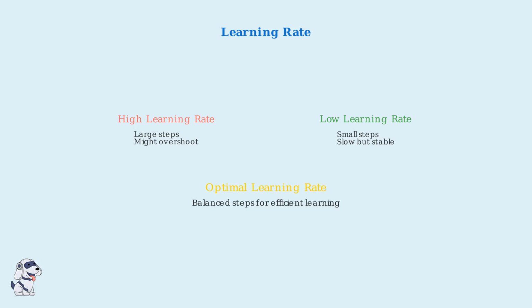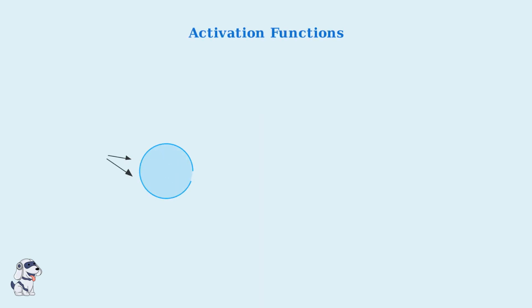Through this iterative process of forward pass, loss calculation, backpropagation, and weight updates, neural networks gradually learn to make better predictions and solve complex problems. Activation functions are mathematical operations that determine whether a neuron should be activated or not. They introduce nonlinearity into neural networks, allowing them to learn complex patterns and relationships in data.